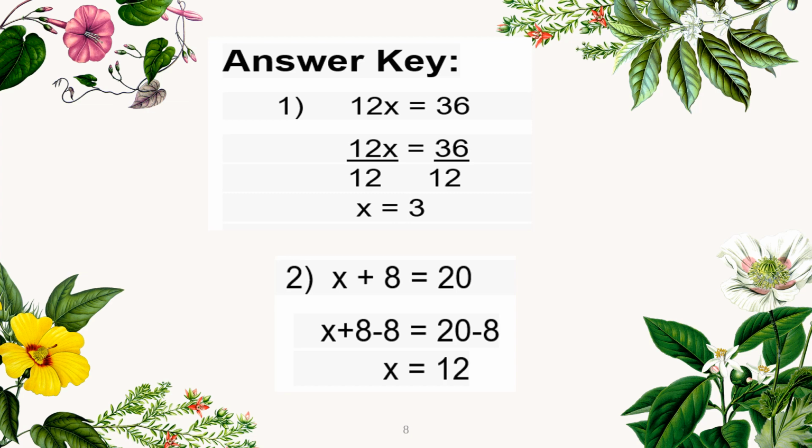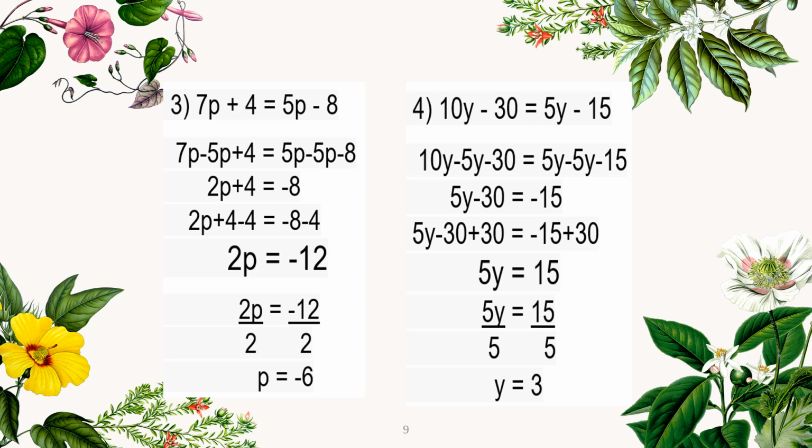Okay, let's proceed to number 3. Number 3, p is equal to negative 6. So the answer for number 3 is negative 6. For number 4, y is equal to positive 3. Y is equal to 3.